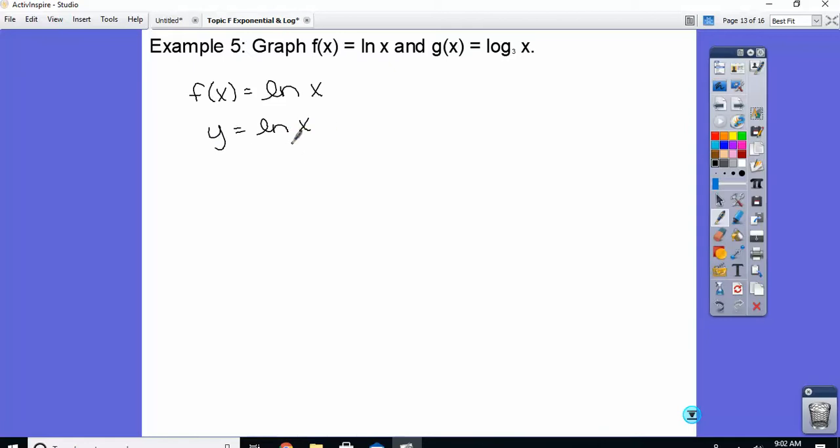So if you remember, when we graphed these last year, we just changed it to exponential form. Yesterday I said to go to exponential, you start with the base, which is e here. So it's e to the y power equals x.